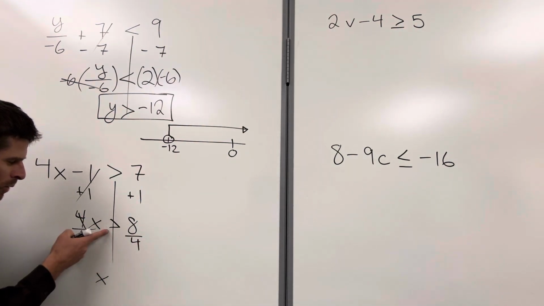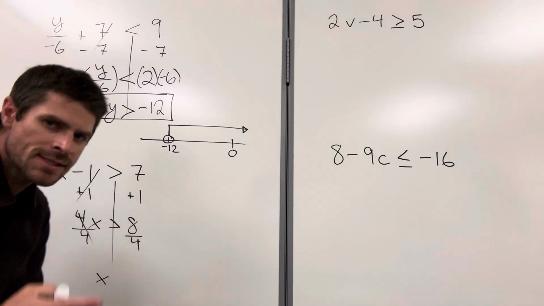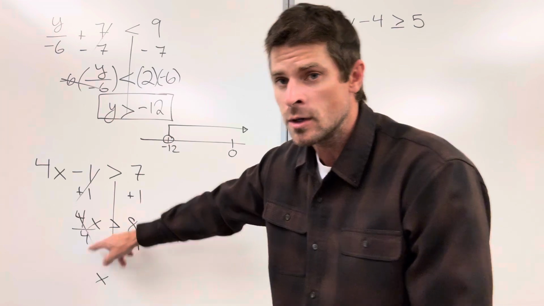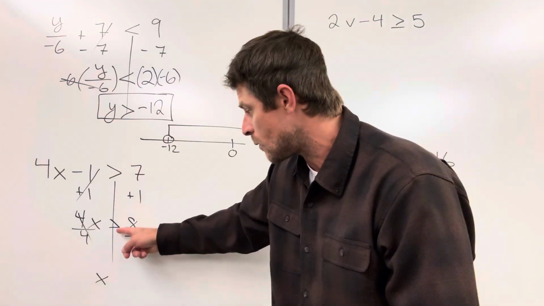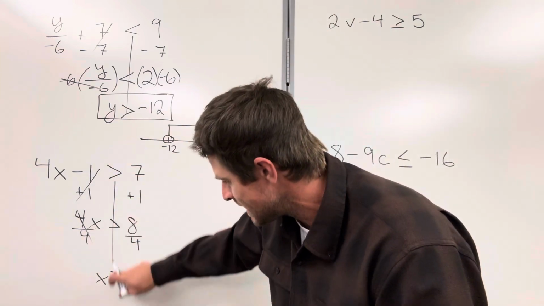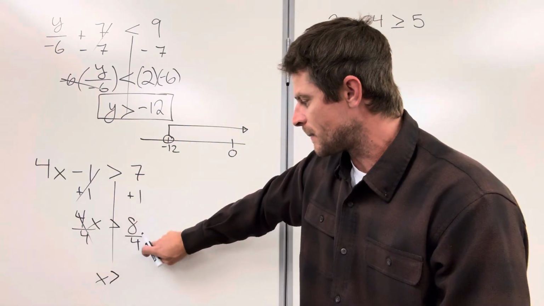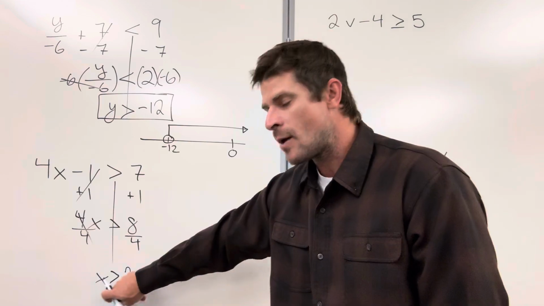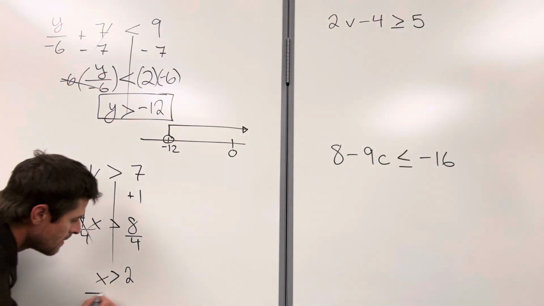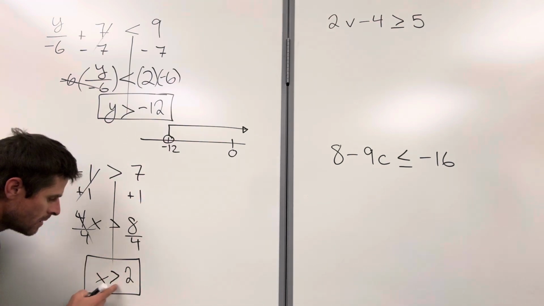X is, do I flip the sign? We only flip the sign if we are multiplying or dividing by a negative. I'm just dividing by 4. 4 is not negative, so I do not want to flip my sign. I'm going to keep it pointing the same direction it has been for the entirety of the problem. 8 divided by 4 comes out to 2. Now I have my solution. I just got to graph it. So x is greater than 2.